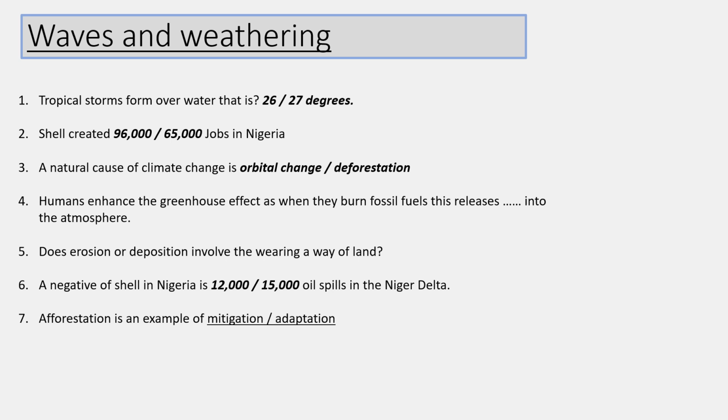Today's lesson is on coasts, and it's looking at waves and weathering. So what I'd like to do is write the title and complete the do now. If you'd like to pause the video here, I'll then go through the answers shortly. Right, lovely, let's go through the answers then.